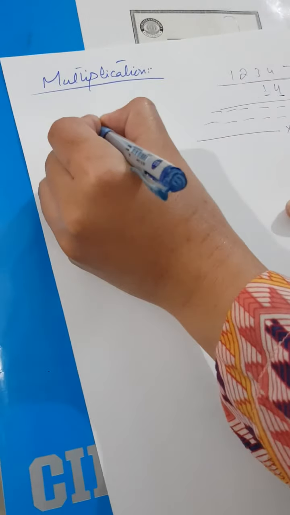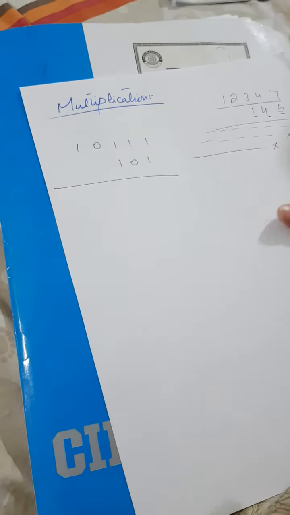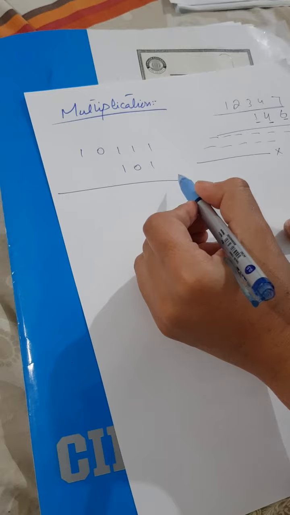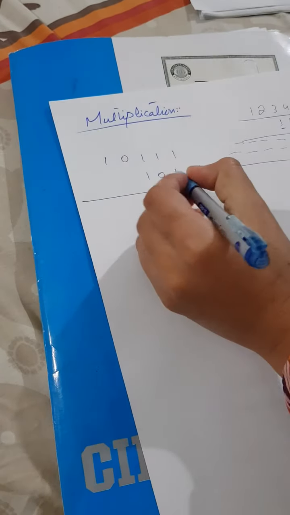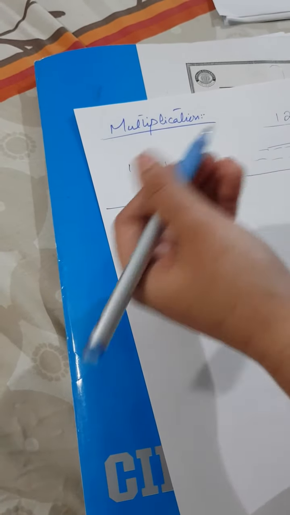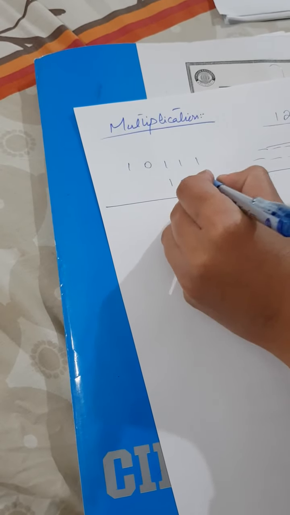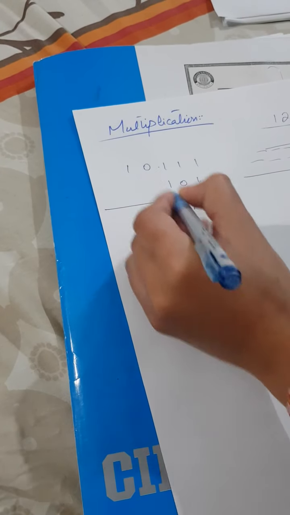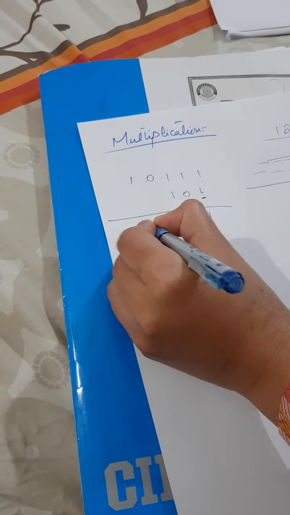For example, we have 10111 and 101. We need to multiply. So first we will multiply 1 with the whole value. It is simpler than decimal numbers. Why? Because when we multiply a number with 1, you will write the same number down, because anything multiplied by 1 retains its value: 1 multiplied by 1 is 1, 1 multiplied by 1 is 1, 1 multiplied by 1 is 1, 1 multiplied by 0 is 0, 1 multiplied by 1 is 1.